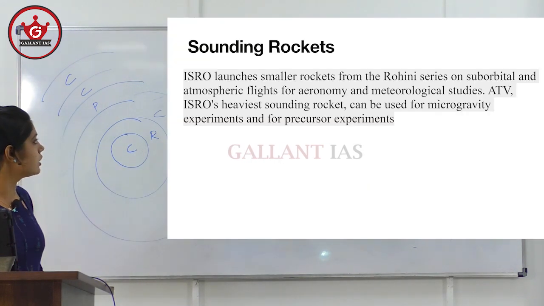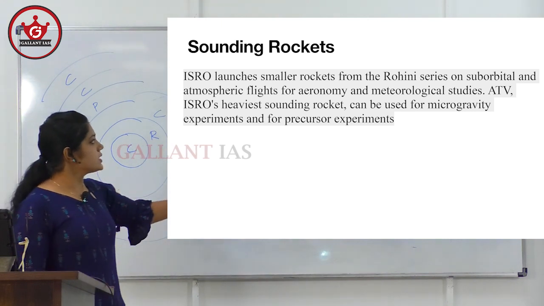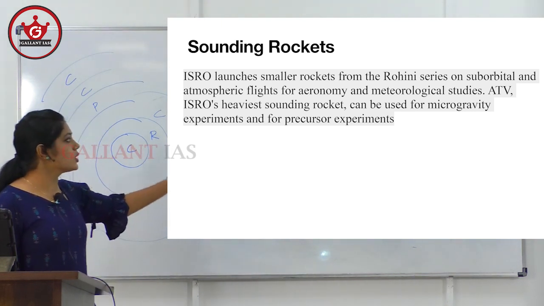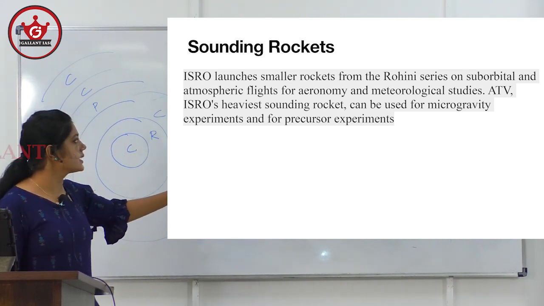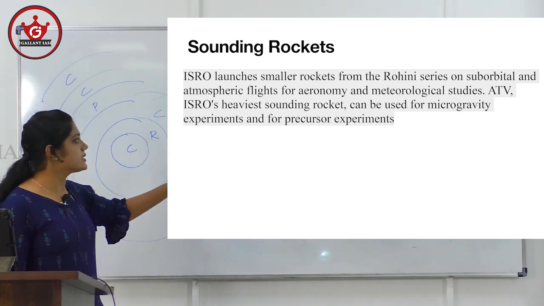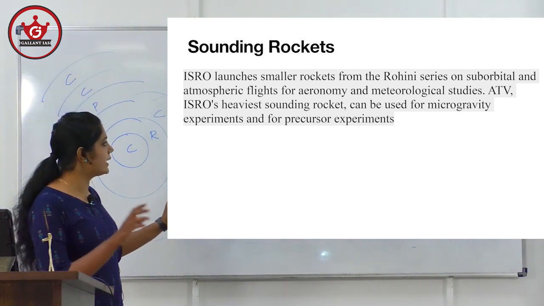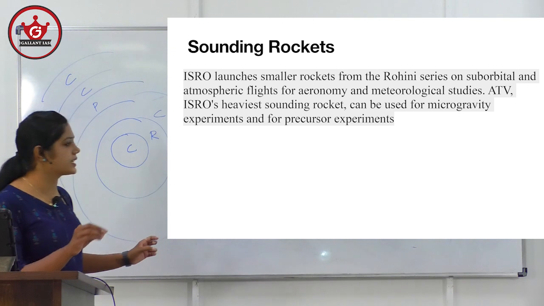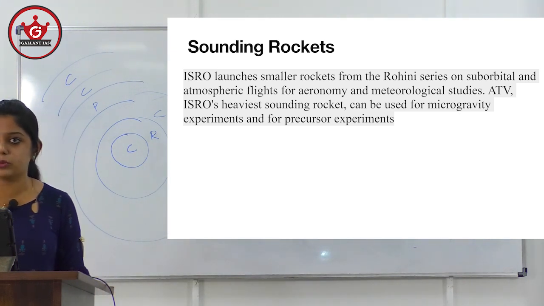Important. Moving on further, what are sounding rockets? ISRO launches small rockets from the Rohini series on suborbital and atmospheric flights for aeronomy and meteorological studies. ATV is ISRO's heaviest sounding rocket. See, it has got a huge sound. Sounding rockets can be used for microgravity experiments and for precursor experiments. Make sure you make a one-liner note of sounding rockets.